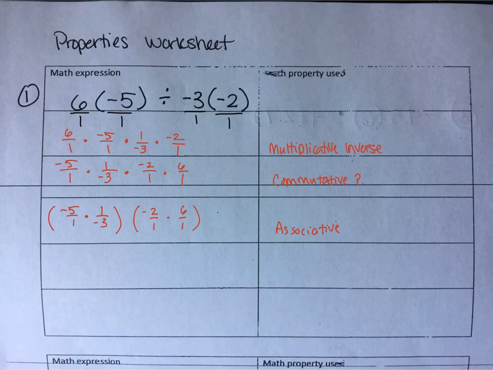So if we take the first group, negative 5, and just multiply straight across, we get negative 5 times 1, which is negative 5. 1 times negative 3, that's negative 3. And then the next group, we get negative 2 times a positive 6, that makes it a negative 12 over 1, okay? So then the final step is just to go ahead and multiply these straight across.